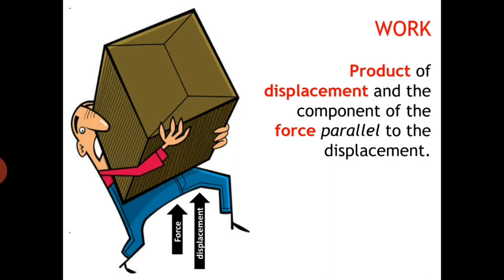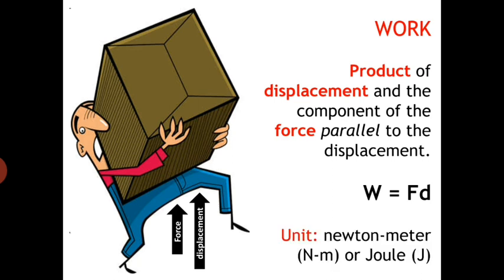Now, scientifically class, work is defined as the product of displacement and the component of the force parallel to the displacement. In symbol, we have the formula W is equal to F times D, wherein W means work, F means the force applied, and D means the displacement. Recall that the unit for force is Newton, and the unit for displacement is meter. Meaning to say, the unit for work is Newton times meter. And Newton times meter is actually equal to joules. In symbol, we have capital letter J.